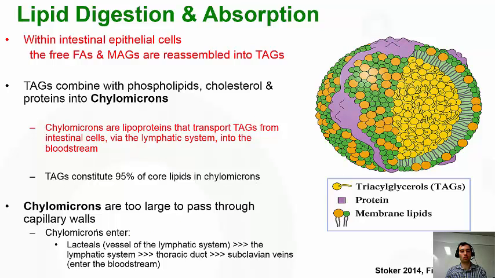We can't go directly into the capillary walls because the chylomicrons are too large. So instead we have to go through the lacteal, which is a vessel of the lymphatic system, and then onto the thoracic duct, and eventually into the subclavian veins to enter the bloodstream. And once we're inside the bloodstream, the triacylglycerols can then be absorbed into cells and we can start using them from there.